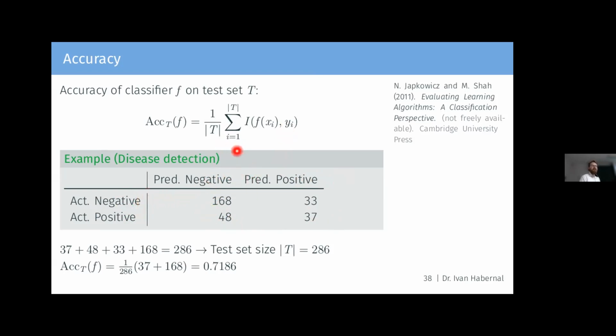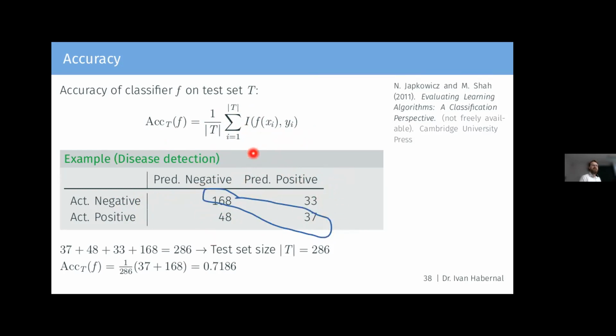So what is it saying? It's only how accurate I was. So the predictions which were correct over all predictions. This is a super fancy formula with sum and so on. Basically, you take the diagonal of your confusion matrix and divide by the total number of things.